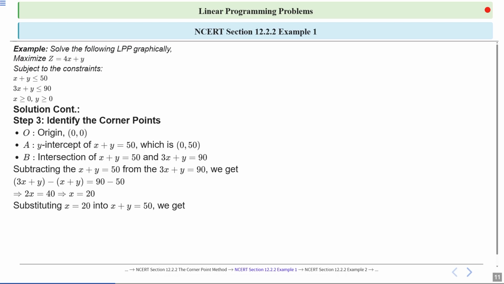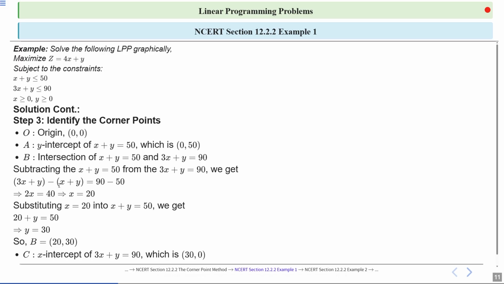So the equation becomes 20 plus y equals 50. Okay, and from here you can easily find the value of y. So 20 plus y equals 50, from here you can find the value of y, which is 30. So there is no need to solve for it. It is already solved. y equals 30 here. So B equals (20, 30).